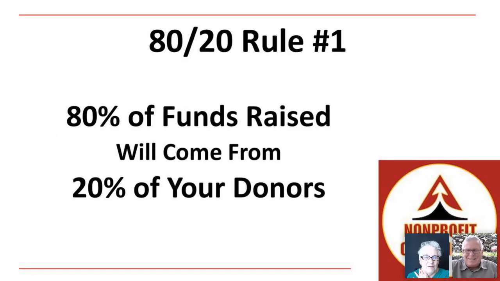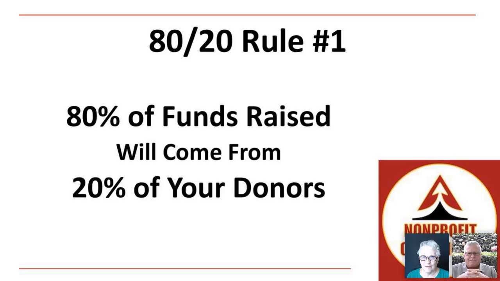Well, the first 80-20 rule that probably many of you are familiar with, if you went to college, you probably studied Pareto's law, which said that 80% of the output typically comes from 20% of the input, meaning in any situation, 20% of the people are usually carrying the load. And in fundraising, the first part of the 80-20 rule is that 80% of funds raised will come from 20% of your donors. The other rule of thumb that we're going to be talking about is the source of funding.